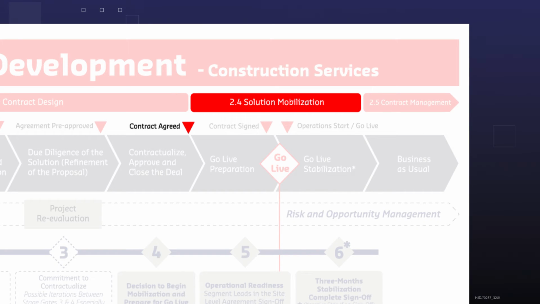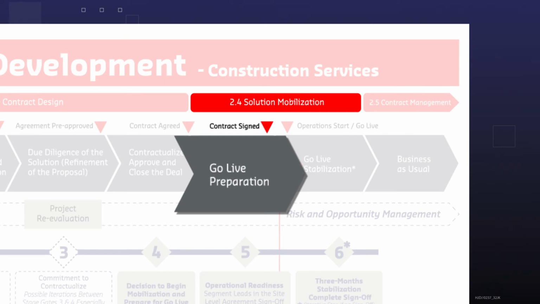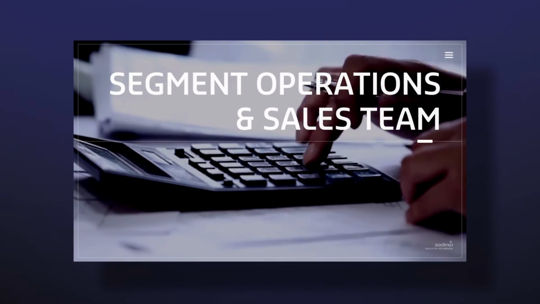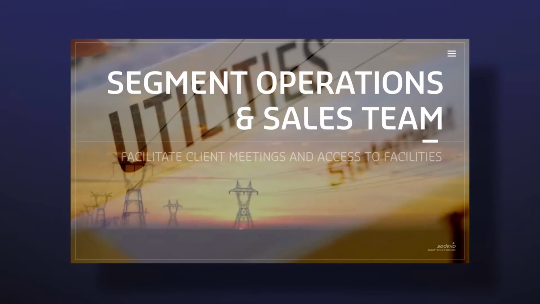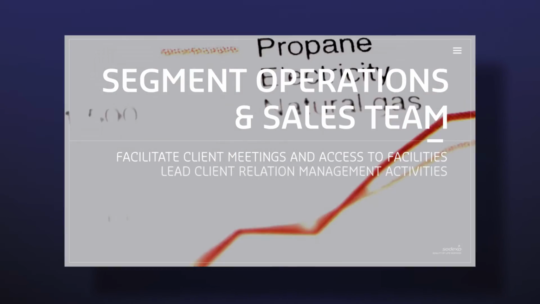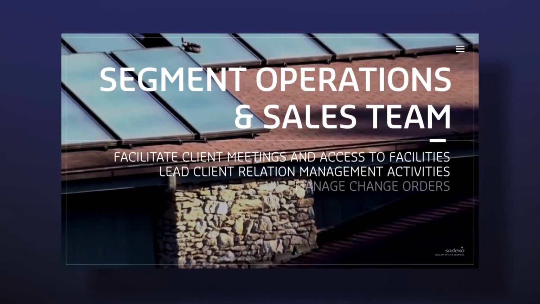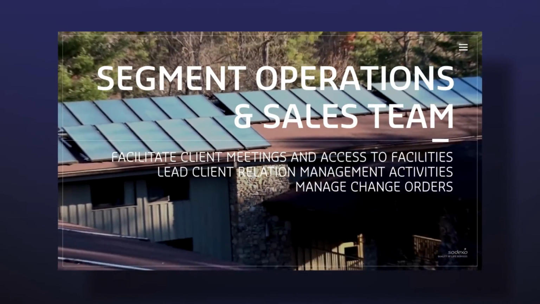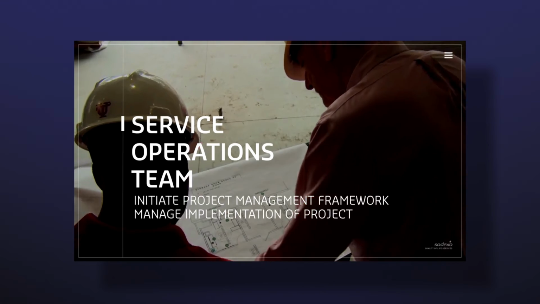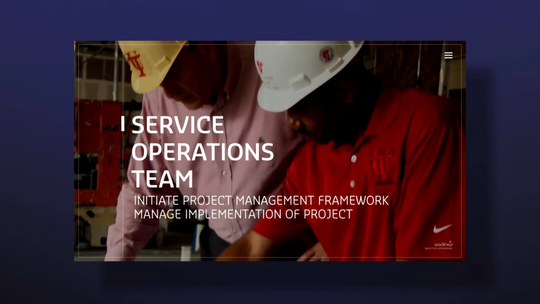The beginning of the construction solution mobilization process involves the mobilization of the construction resources that will be used in the mobilization plan. The process is led by the segment operation and sales team, who will facilitate client meetings and access to the facilities. The segment team will also lead the client relation management activities and manage any change orders to the original contract. The service operations team, through the construction team, will initiate the project management framework to manage the implementation of the project.